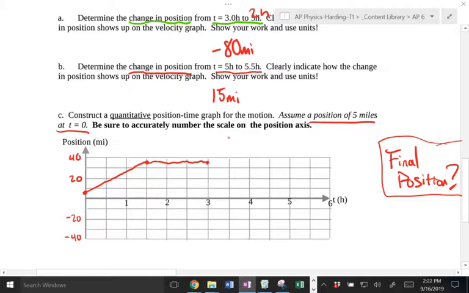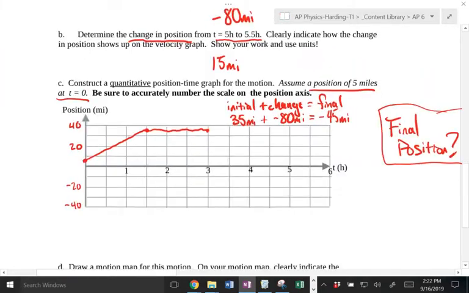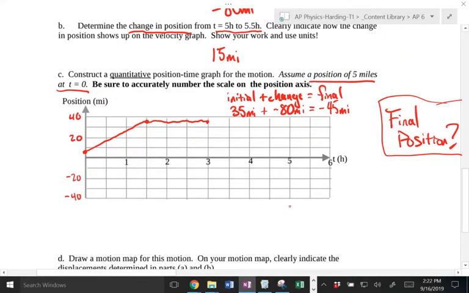Hey, friends. Here's how change works. I go initial plus change equals final. My initial position is 35 miles. Okay, I'm saying initial as of this point. The change is going to be negative 80. So then my final is going to end up being negative 45 miles. So in this window of time, between 3 and 5, I've got to end up at negative 45. So it's a little bit below the graph there.